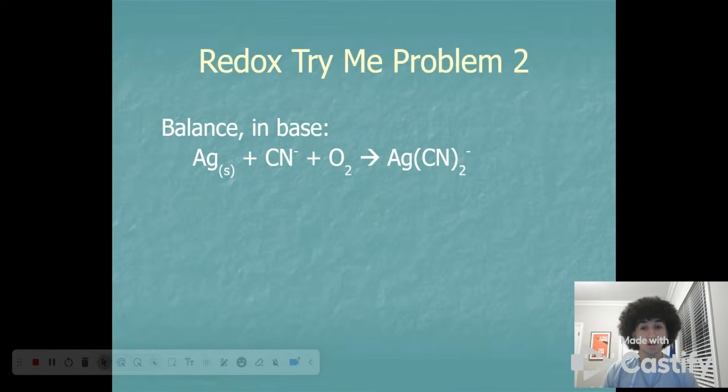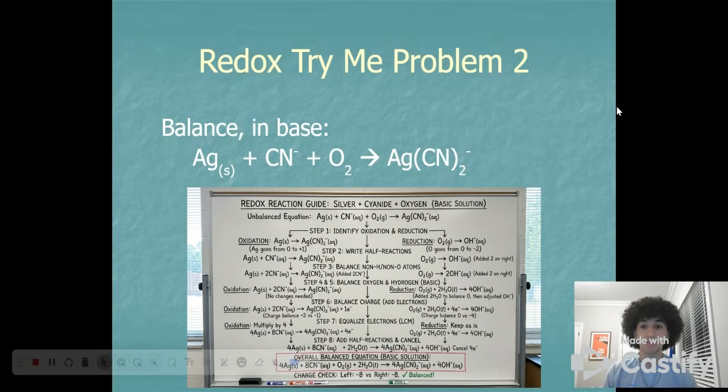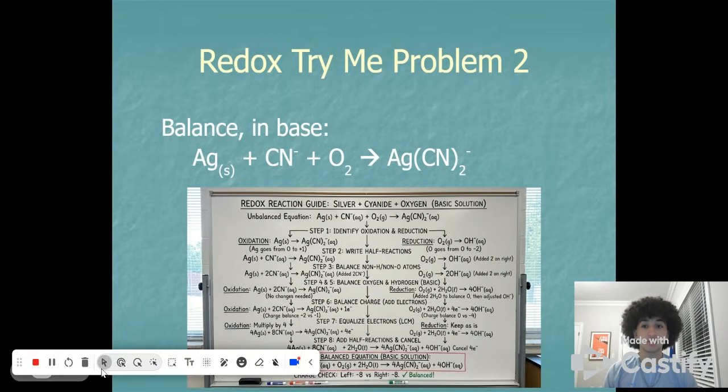Alright, now I'm not expecting all of you to have gotten it right, but hopefully you did your best, and now we can go through it together. So, step 1, identify oxidation reduction. Silver goes from oxidation state 0 in elemental silver to +1 in the ion. That's an increase, so silver is oxidized. Oxygen in oxygen gas goes from 0 to -2, which ends up as hydroxide ion in base. That's a decrease, so oxygen is reduced.